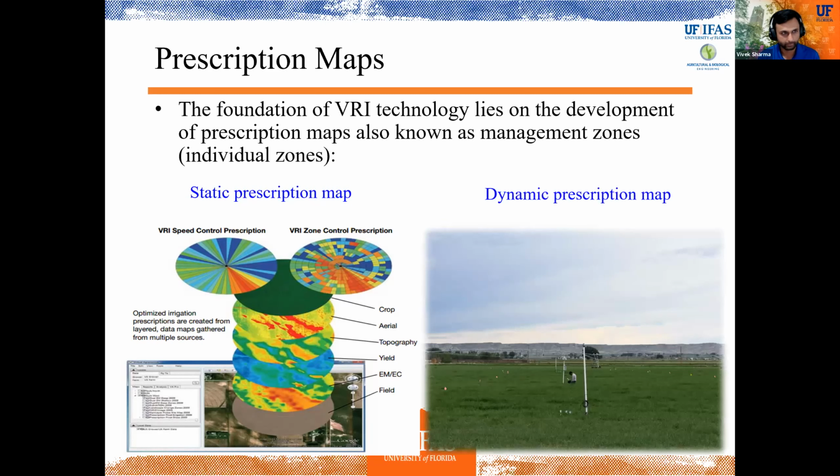The other is the dynamic prescription map, in which you sense the property of a crop or soil throughout the growing season at regular intervals. Based upon that property, you prepare the prescription map and then feed it into the irrigation system, so that your variable rate irrigation has a temporal scale also. So you are variably applying water throughout the growing season as well as spatially.